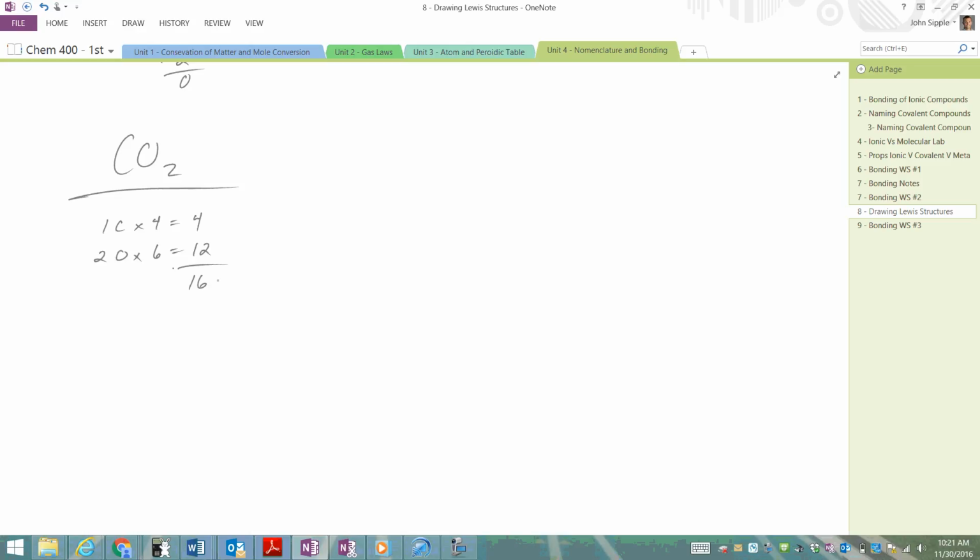Okay, who goes in the middle? Carbon. Great. Put some oxygen around it and bond it together. So minus, how many am I subtracting? 4. I have 12 electrons left over.